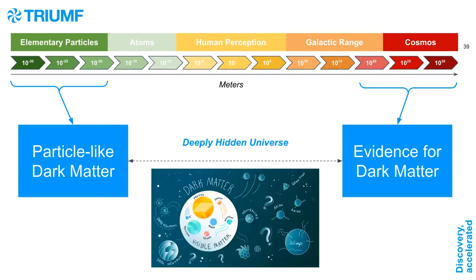And that's really what dark matter is. We know it's there. We see the evidence of how it structures our universe. We just can't perceive it at our level, but it's around us. We know the density of our universe, our Earth as well. So it's this deeply hidden universe that we just can't quite perceive at our own scale.